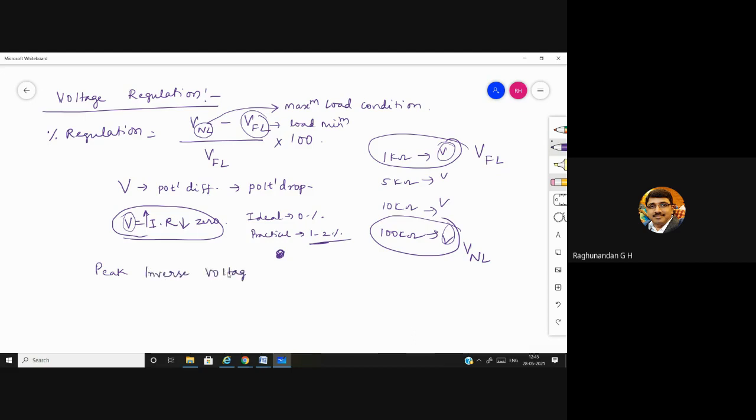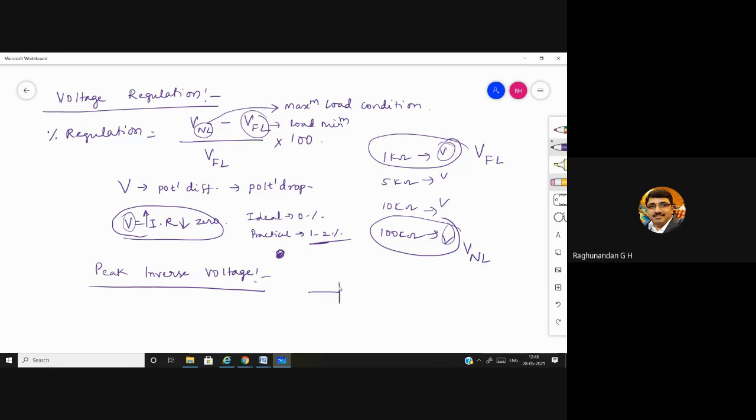After this, the last thing is peak inverse voltage. Inverse means opposite. Peak means Vm, right? Peak opposite voltage. See, the meaning is there only. Peak inverse voltage means it is the maximum voltage which is going to appear across the diode under reverse bias condition.